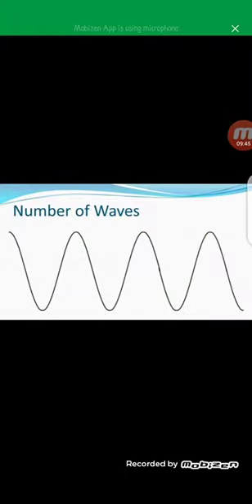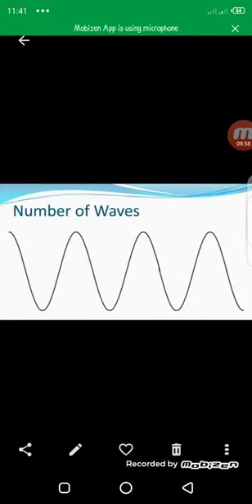Now this is an example. We are asked to determine the number of crests here, the number of troughs, and also the wavelength. Let's analyze. We said a crest is the peak point. So this is one, this is two, this is three. There are three crests here. Let's count the number of troughs. One, two, three. There are also three troughs.